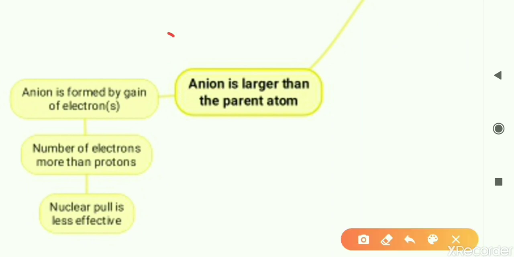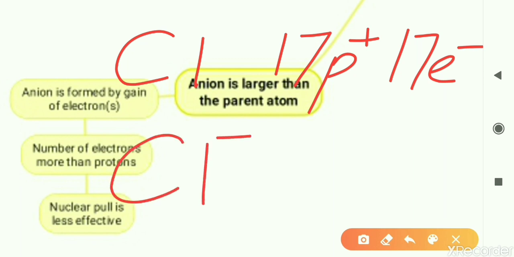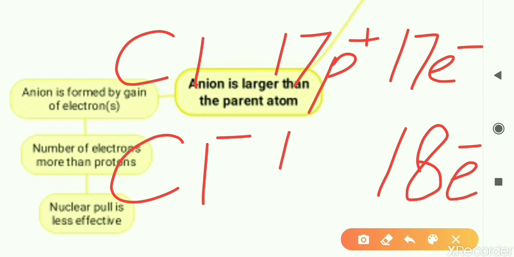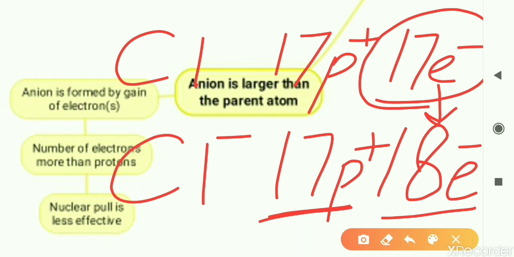Chlorine, for example, has atomic number 17. That is, it has 17 protons and 17 electrons. It loses one electron. Sorry, it gains one electron. This is a negative ion. It gains one electron and hence it will have 18 electrons. But the proton number is not changing. As a result, now these 17 protons, which were earlier balancing 17 electrons, have to attract 18 electrons. They have to attract more electrons.